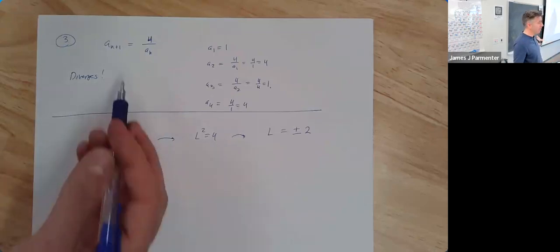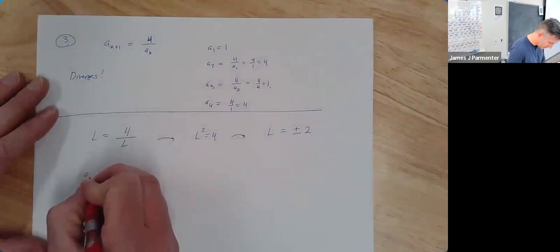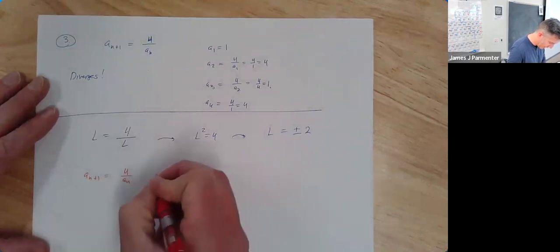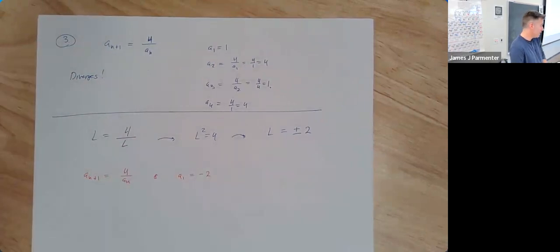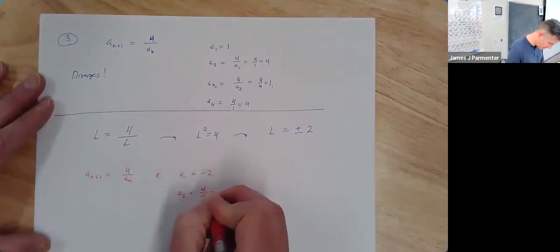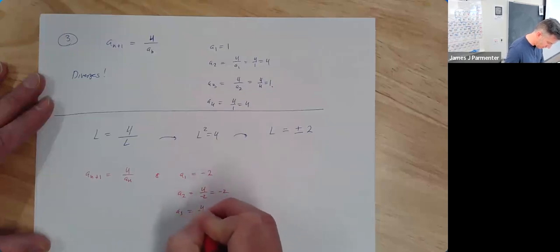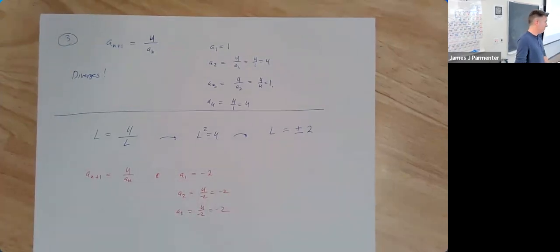Here it's not going to work out, but if I had defined the sequence, it's not going to be very exciting, to be a sub n plus 1 equal to 4 over a sub n, and a sub 1 equals -2, then the sequence converges to -2, because a sub 2 is 4 over -2, which is -2. And a sub 3 is 4 over -2, which is -2. And I think you can see where this is going. Every term is -2. If every term is the same thing, the sequence definitely converges to that one value. So if you pick the right starting point, it might converge.